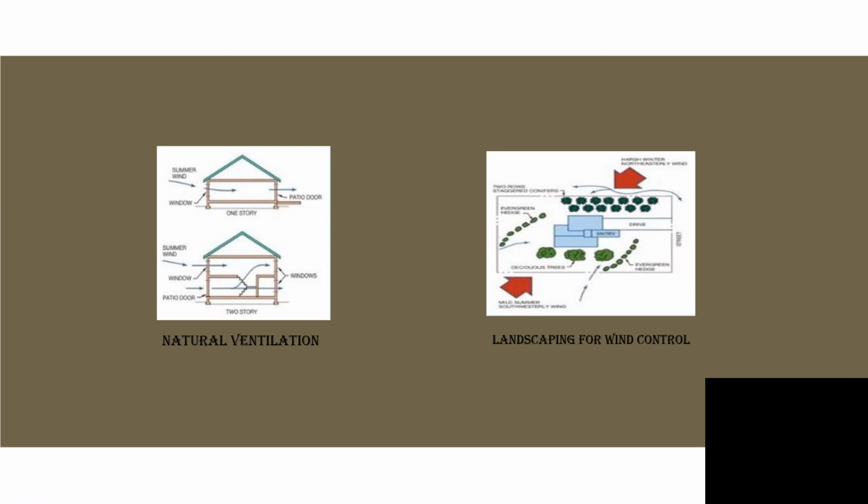Landscaping for wind control. Deciduous trees serve a triple purpose. In the summer, they provide needed shade and act as a filter to cool heated wind. In the winter, they lose their leaves, allowing the sun's rays to help warm the house.